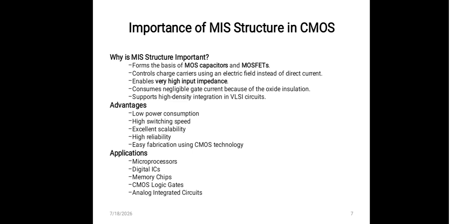So whenever low power comes into the picture, dissipation should be minimized. If we want to minimize this dissipation, instead of going with the CMOS structure, MIS can be preferred. To conclude, the metal insulator semiconductor structure is the fundamental building block of CMOS technology. By controlling charge carriers through an electric field, it provides low power consumption, high reliability and excellent scalability, making it the foundation of all modern VLSI circuits. Let us see in the next lecture, and thank you all.